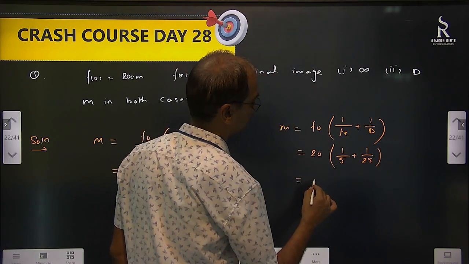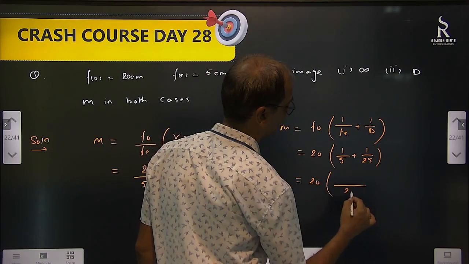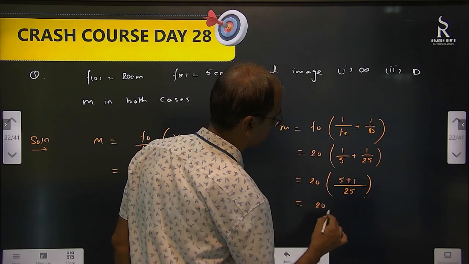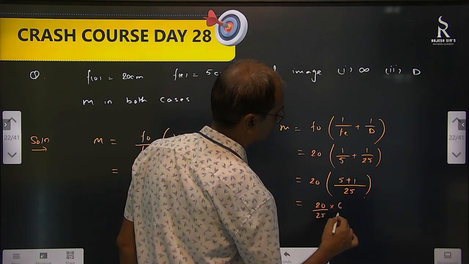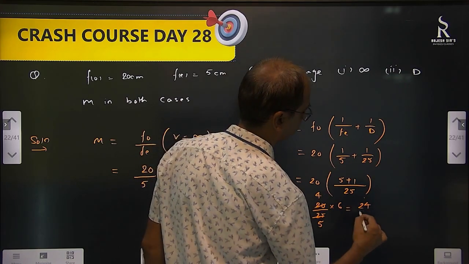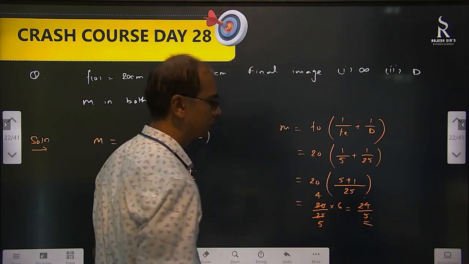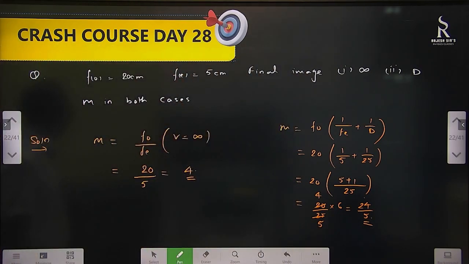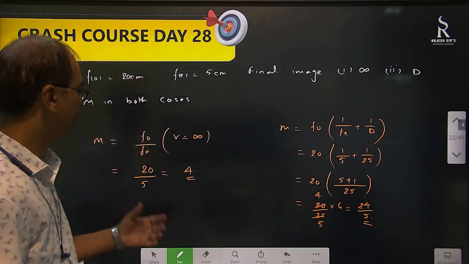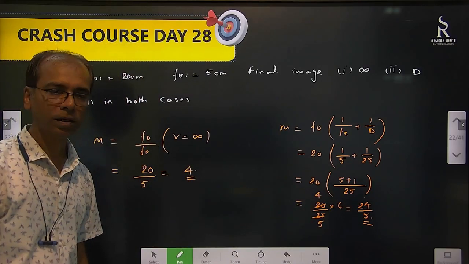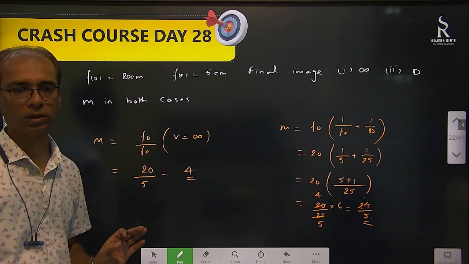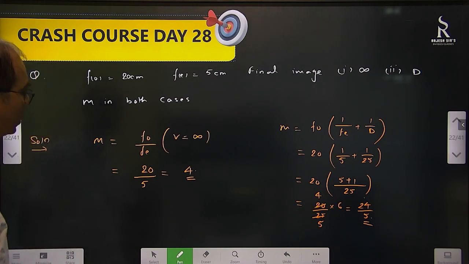So what we are getting? 20 here, this is 25, this is 5, this is plus 1. So 20 by 25 into 6, that is 4 by 5 into 6, 24 by 5. So when image is forming at D, magnification is 24 by 5 and here it is 4. Clear? What is the unit of magnification? No units. Alright.